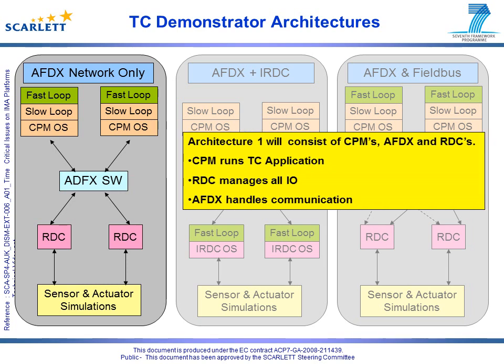Architecture 1 will consist of CP/Ms, AFDX and RDCs. CP/M runs TC application, RDC manages all I/O, AFDX handles communication. This will be the lowest performance variant to demonstrate time-critical behavior, but not necessarily the lowest latency. This will demonstrate the nose wheel steering application.